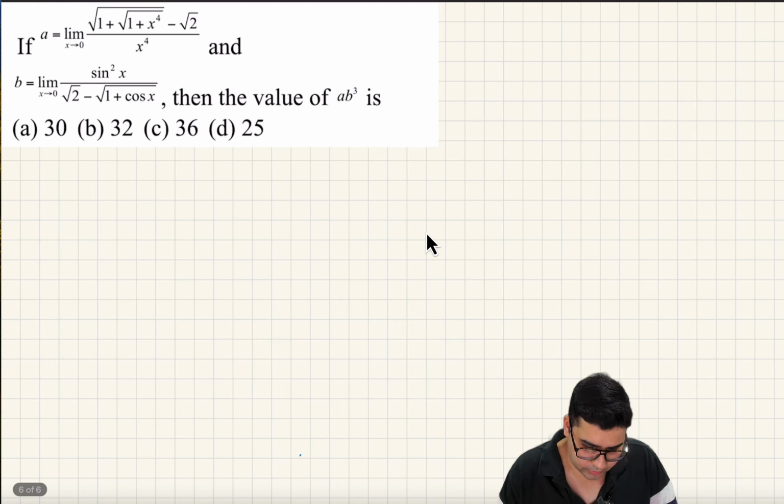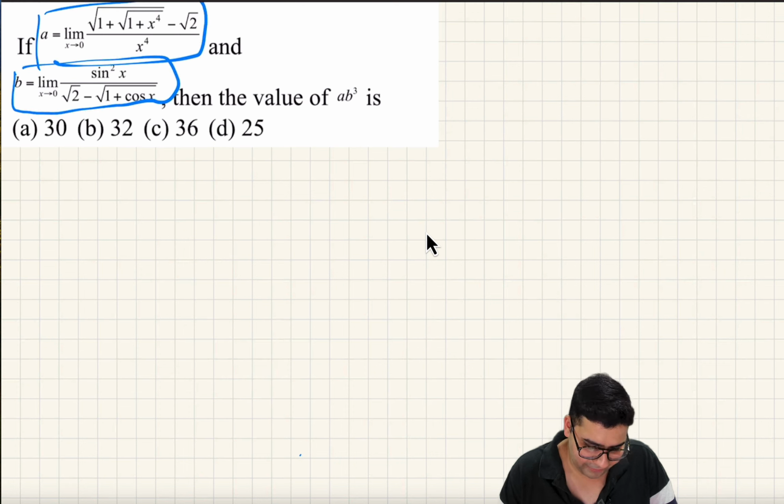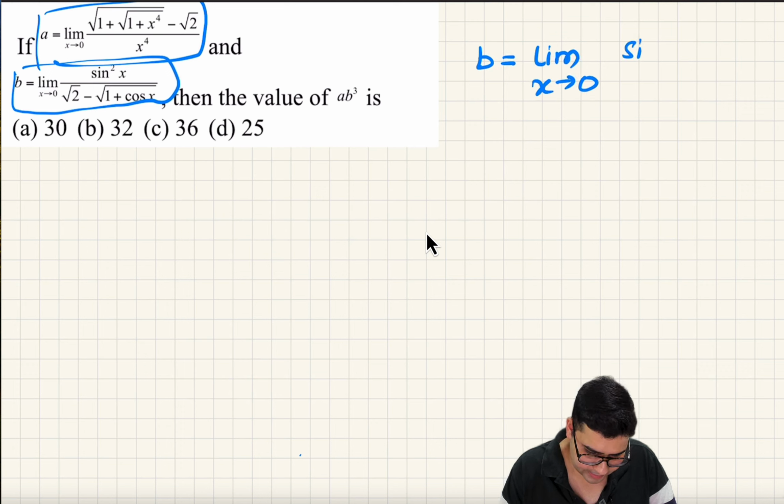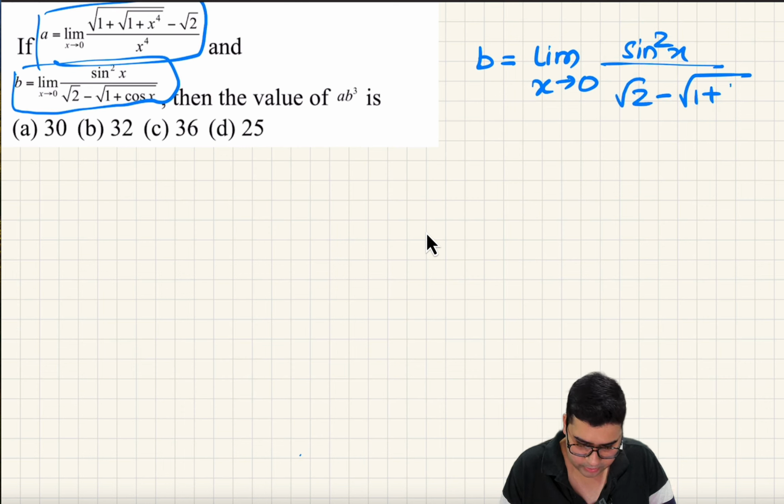Okay, so let's dive into the last problem. All right, so in this case I see that the terms are quite complicated, so I, for confidence, must solve b first. So that's limit x tends to 0 sine square x upon root 2 minus under root of 1 plus cos x. Since the form is 0 by 0, I can apply LHR.